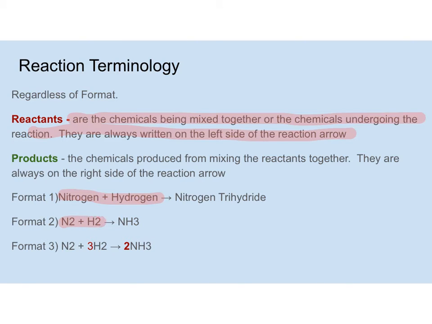So these are the reactants. They are on the left side of the arrow. They always have a plus sign between them, and they're going to be on the left side of the arrow. And those are called the reactants. They're the things that we're mixing together. Okay? Now, what they're going to produce is what we call products.